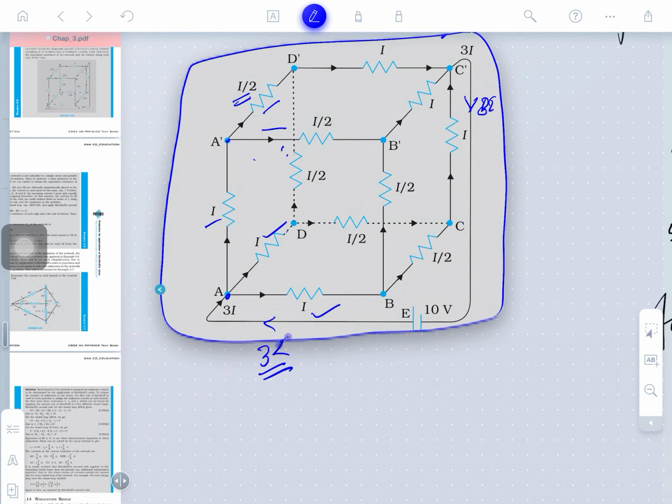Clear, guys? Then what happens next? Again the current will go here, it's I by 2, it's I by 2. So current is coming here as I by 2, I by 2. Here I is passing, and again here the current goes as I. It will divide into I by 2 and I by 2. So finally we understand the concept of how I by 2 and I will work. There is I by 2, I by 2 before you.